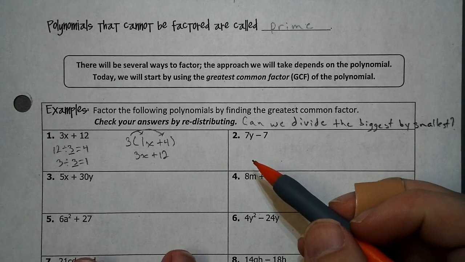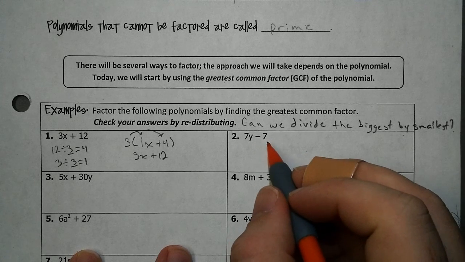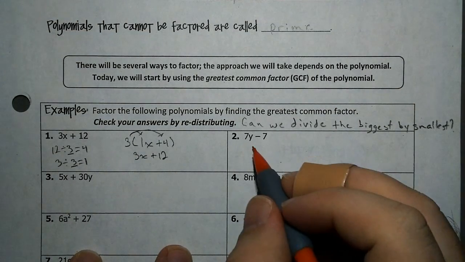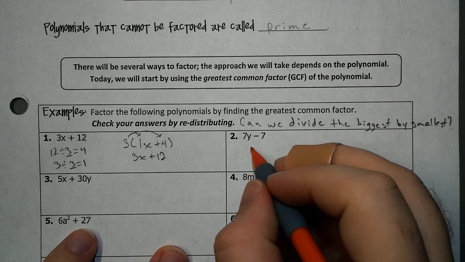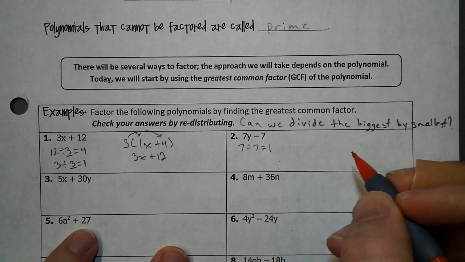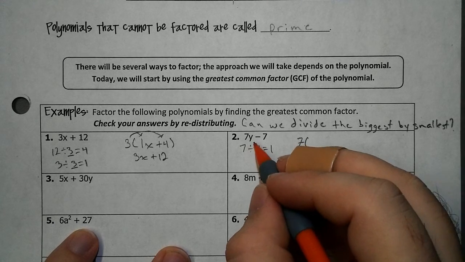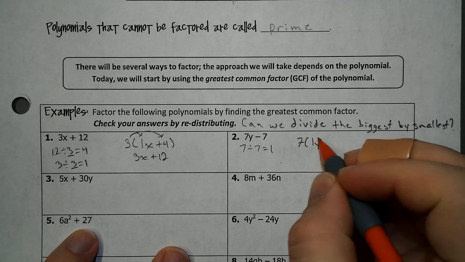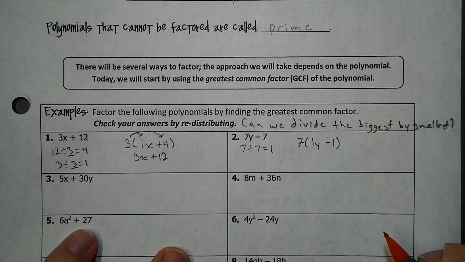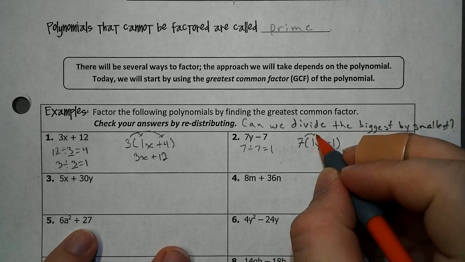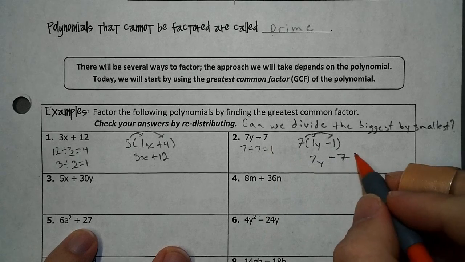Now, let's look at the next one, 7y minus 7. Well, this time, they're both the biggest and the smallest, so they're the same number, which means we can divide out a 7 from both of them. When I divide out a 7, 7 divided by 7 is just 1, and that works for both of them. So take your 7, put it outside the parentheses, and divide it. 7 divided by 7 is 1, so that's 1y. And then negative 7 divided by 7 is going to be negative 1, so minus 1. We're going to check by distributing. 7 times 1y is 7y. 7 times negative 1 is minus 7. And that is what we started with, so we know it checked out.